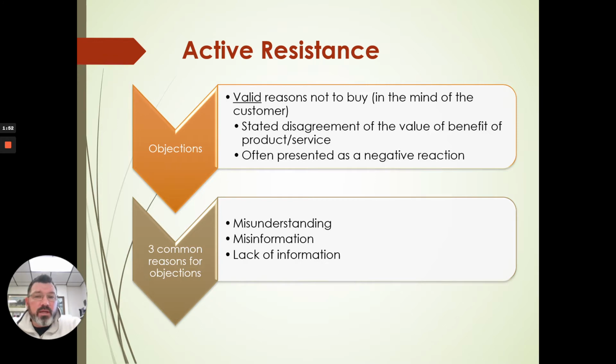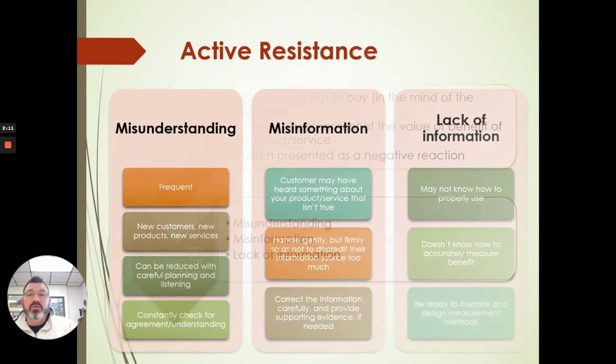Really, bottom line, we can boil them all down to three reasons for an active objection. Either, number one, they don't understand, so a misunderstanding. Number two, they have misinformation, or simply not enough information. So we're going to hit on those three items here in more detail.